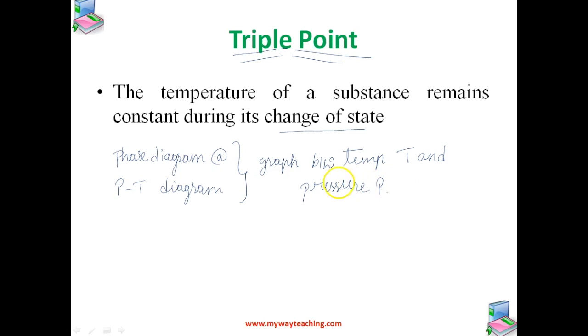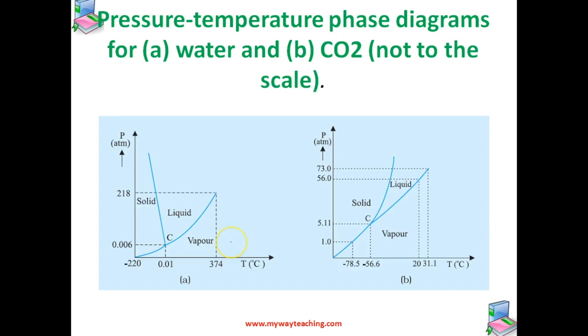See, in this particular figure, it shows the phase diagram of water and carbon dioxide. So the first is the phase diagram of water, and here the figure B is the phase diagram of carbon dioxide. Such a phase diagram divides the PT plane into a solid region, vapor region and liquid region. So you can see solid, liquid and vapor. In this also, solid region, liquid region and vapor region.